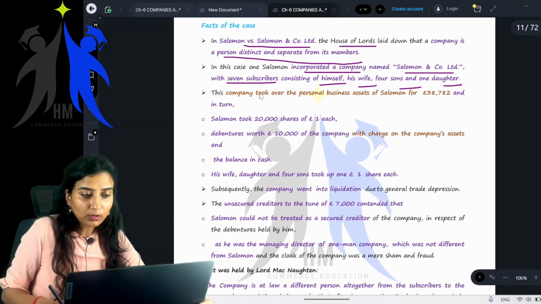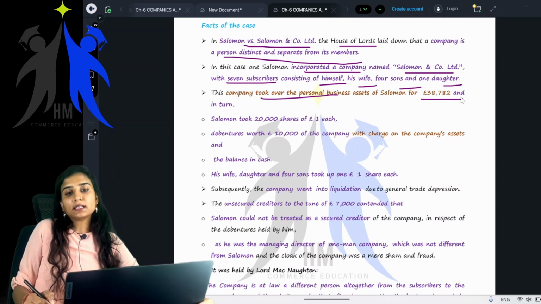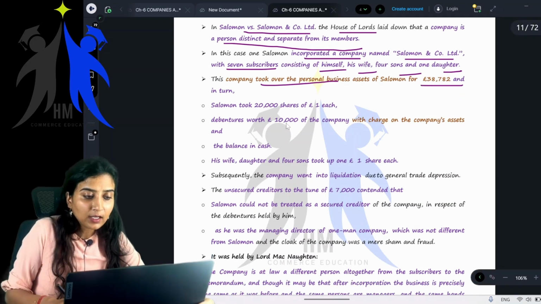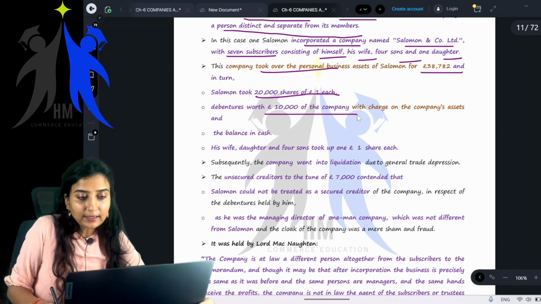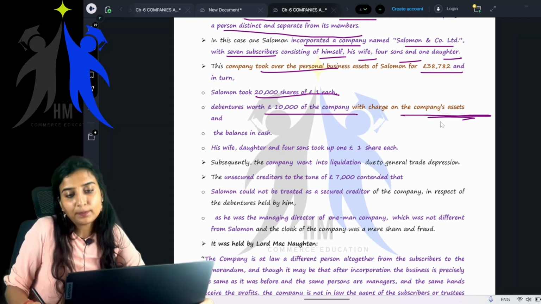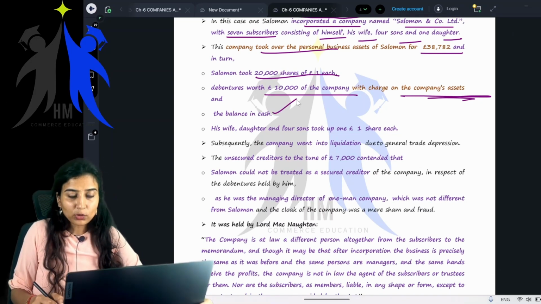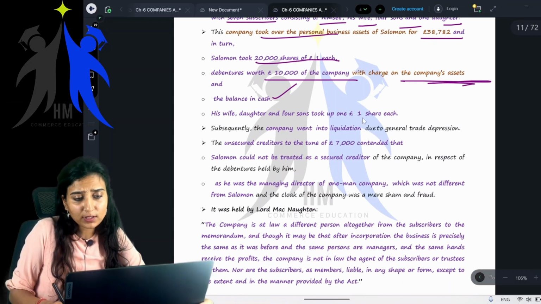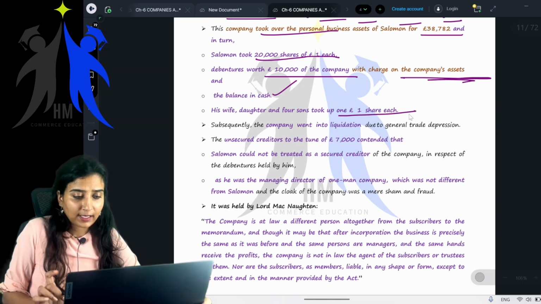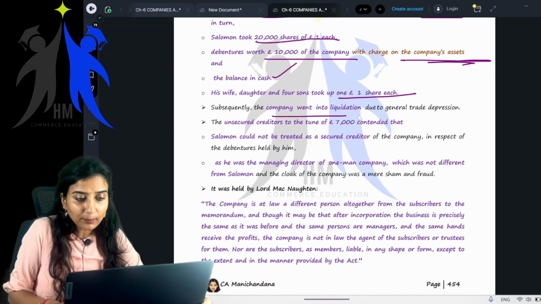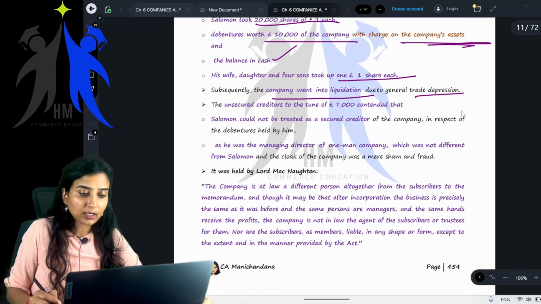This company took over the personal business assets of Salomon for 38,782 pounds, and in return Salomon took 20,000 shares of 1 pound each, debentures worth 10,000 of the company with a charge on the company's assets, meaning they were secured, and the balance in cash. His wife, daughter and 4 sons took one share of 1 pound each. Subsequently the company went into liquidation due to general trade depression. It could not run its business.